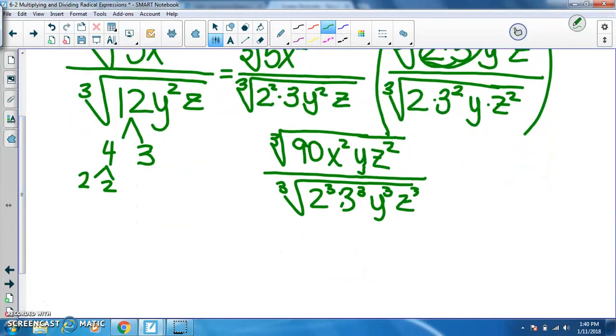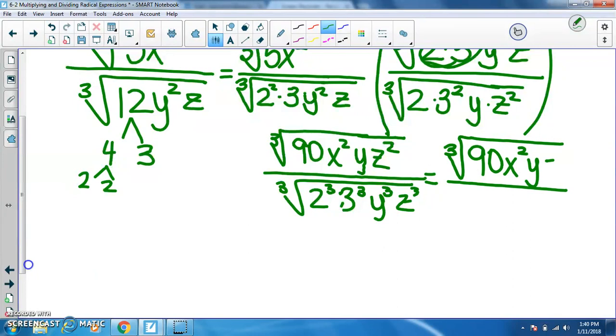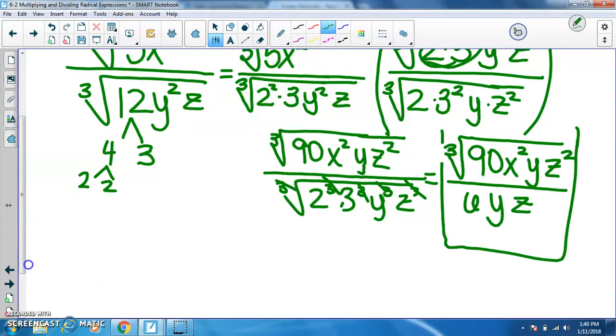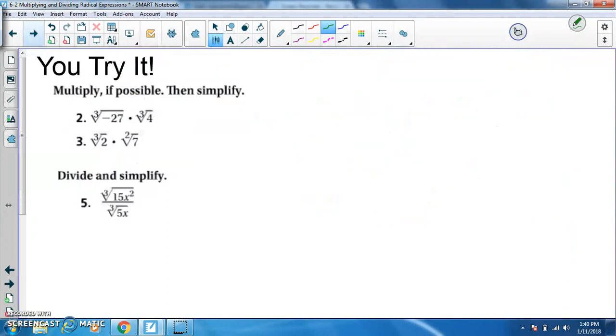And now we need to simplify our denominator. Our numerator can stay the same. The powers all cancel and the root cancels, so I get 2 times 3, which is 6yz. Can we simplify anything in our numerator? We have 90, which is 3 times 3 times 2 times 5. We have nothing to simplify in our numerator, so this is our rationalized answer. You guys tried this one.